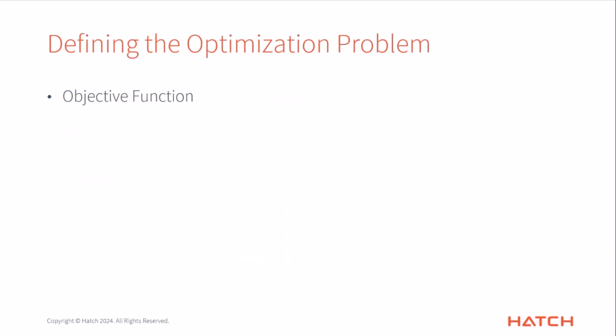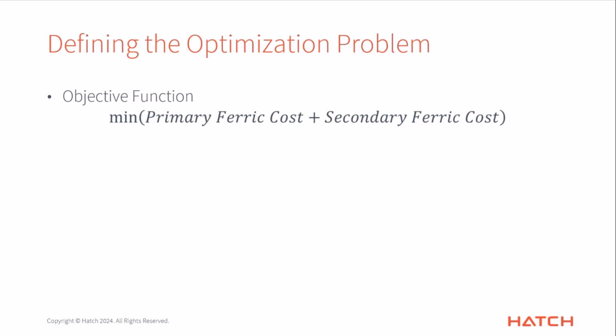So let's actually format our ferric chloride dosage problem in terms of an optimization definition. So first, we'll define our objective function, where what we're interested in doing is minimizing the cost of our ferric dosing. So we're going to add up our primary ferric cost and our secondary ferric cost, and we want to minimize that value so that we have as low a cost as possible while meeting our constraints.